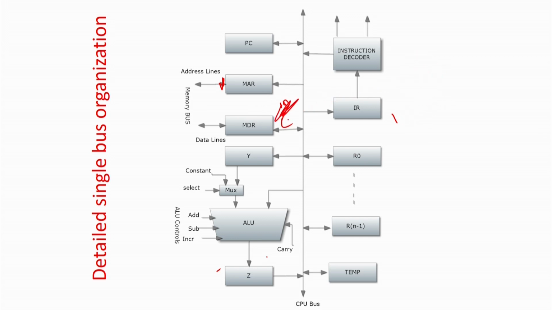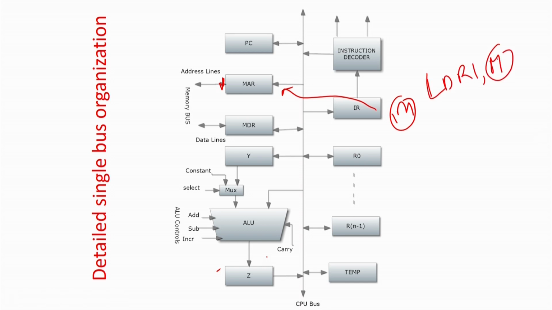Sorry, just a small mistake. The M part of this one has gone to the memory address register, not the data register. That is load R1, M. So, this M part actually goes to the memory address register via the instruction register. So, IR out and MAR in. You wait for some time, which is stage number 5. After that, the value has come over to the memory data register.